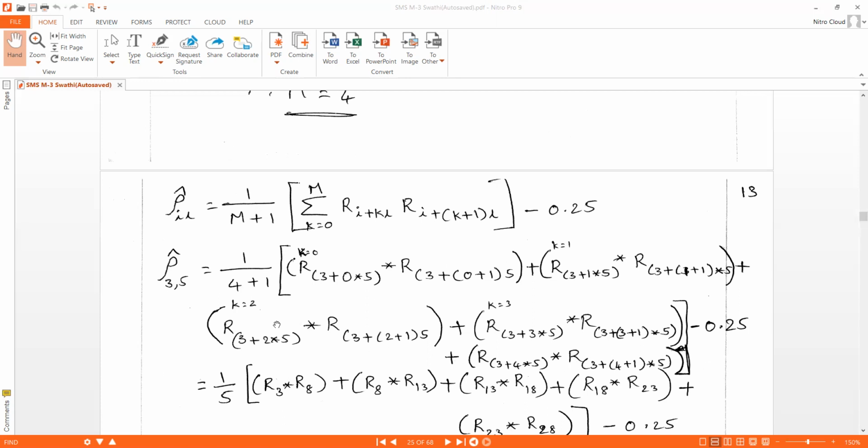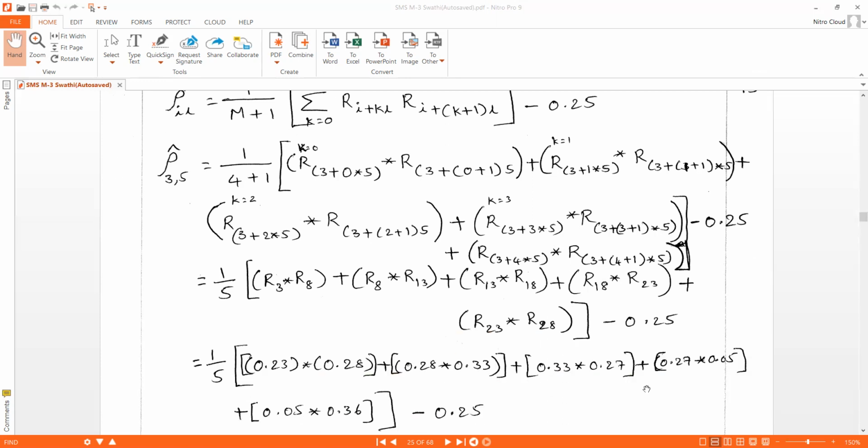Okay, we will add all these terms. We'll simplify these terms and add them, and this whole term will be subtracted by 0.25. So 1 divided by 4 plus 1 is 1 by 5. Okay, now we'll solve these terms.